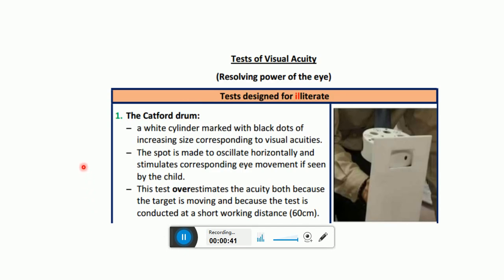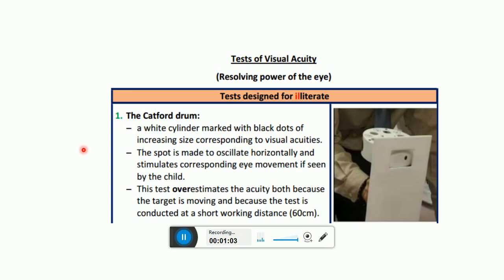Tests of visual acuity or resolving power of the eye. It is important in clinical practice to be able to measure the resolving power of the eye. There are many tests of visual acuity. The more commonly used and important ones will be discussed. In young children, tests appropriate to the age and development of the child must be selected.